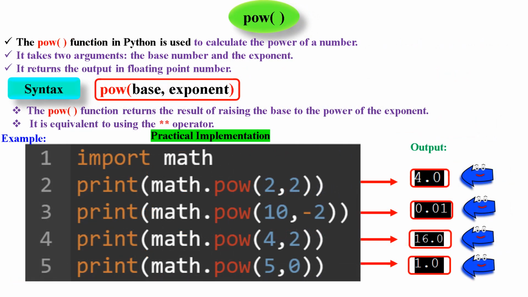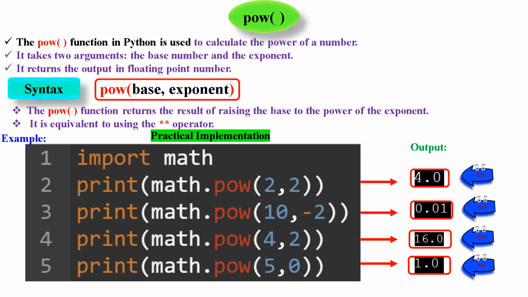The pow function in Python is used to calculate the power of a number. It takes two arguments, the base number and the exponent. It returns the output in floating point number. Syntax is pow of base, exponent. The pow function returns the result of raising the base to the power of the exponent. It is equivalent to using the exponentiation operator.